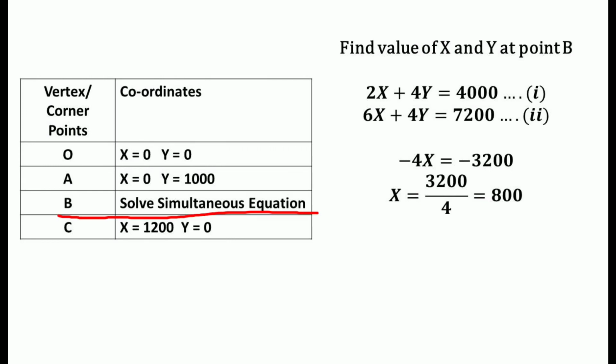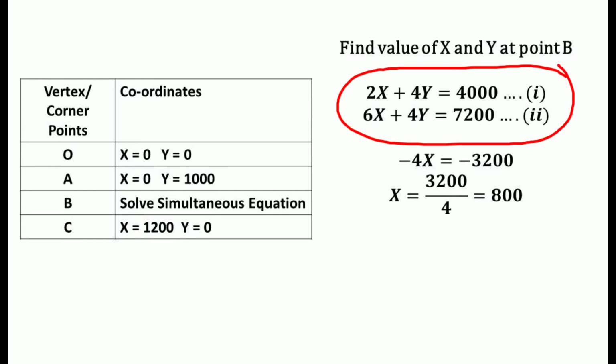So in order to find the values of x and y at corner point B, we have to solve the simultaneous equations. At point B, the intersection of two constraint lines, we have 2x plus 4y is equal to 4000 and 6x plus 4y is equal to 7200. Because we have two equations with two unknowns, x and y, 2x plus 4y is equal to 4000 is equation 1, and 6x plus 4y is equal to 7200 is equation 2.